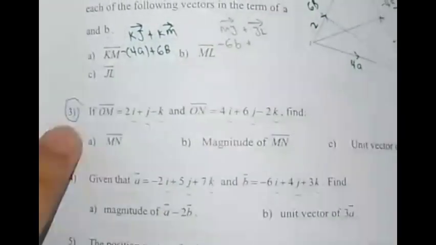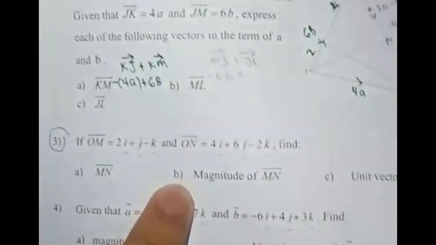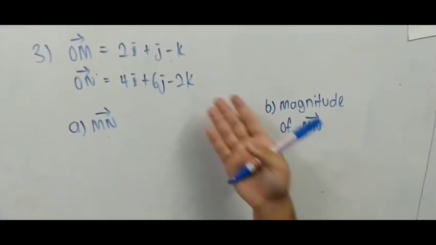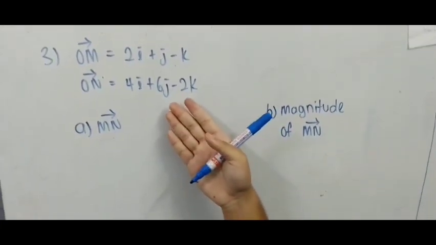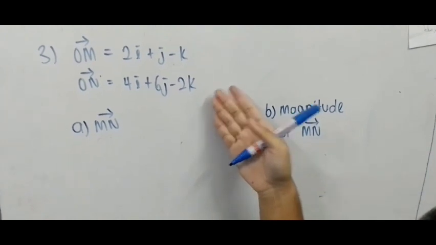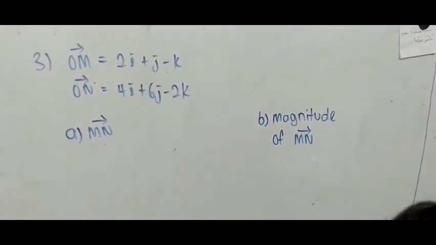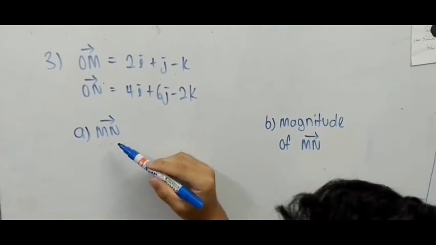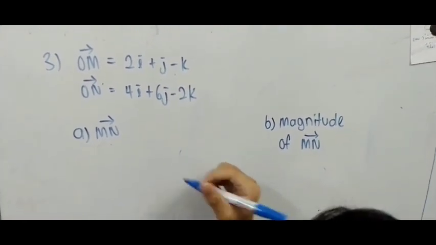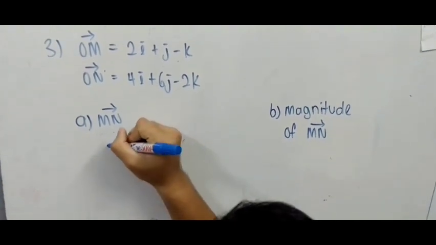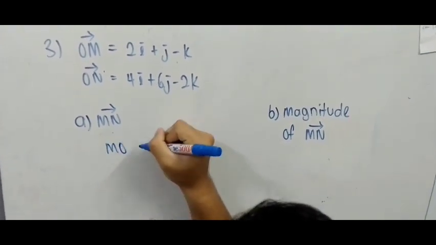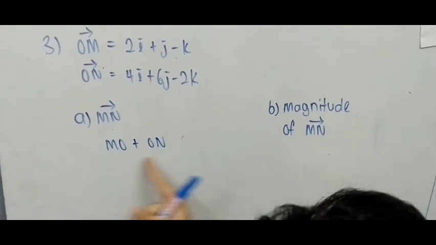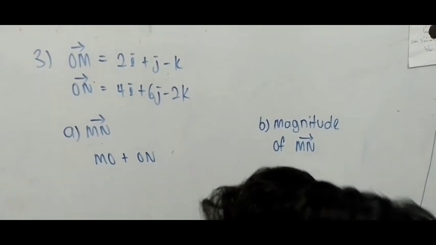So our group will do questions 3 and 4 in chapter 5, vector and scalar. Before we do question 3A and B, we must list out all the information given. For question 3, I list down all the information given and write down the question. For A, the question is vector MN. So, you must do MO plus ON. This is how to do question A.